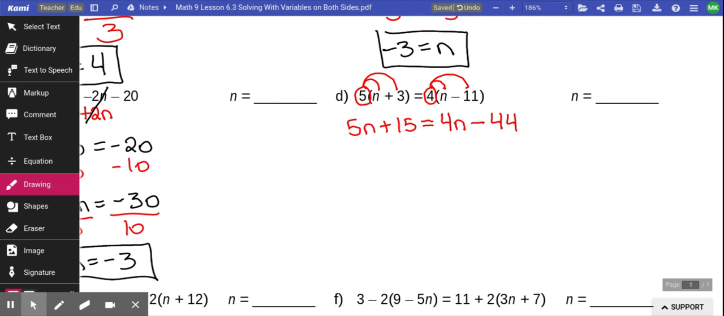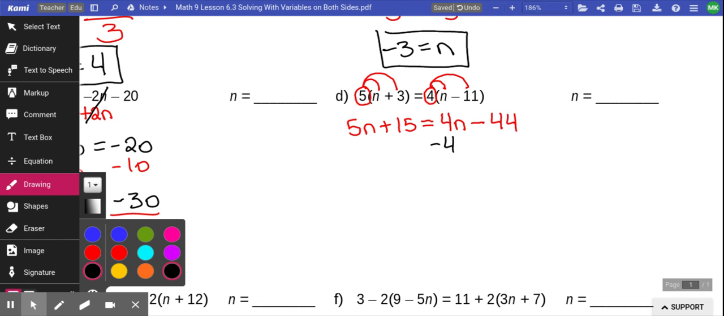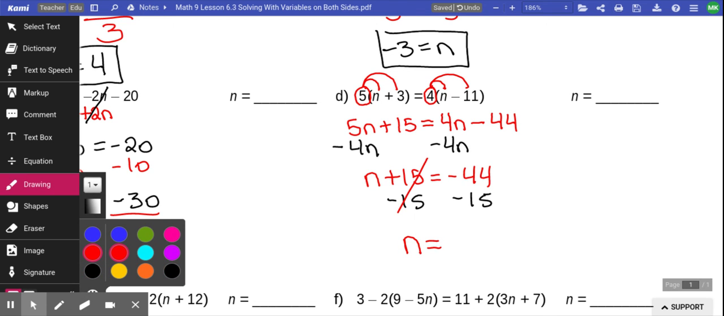Once I've gotten rid of the brackets, this is just like the other 3 questions we've done. I'm going to move the 4n to the other side because 4 is less than the 5n on the left. And then I'm going to reorganize my work. 5n minus 4n leaves me with 1n. I don't have to write the 1 in front, so I just put n. So I have n plus 15 equals negative 44. I now want to get n by itself, so I subtract 15 from both sides. That'll cancel on the left, leaving me with just an n on the left side of the equal sign. On the right side, negative 44 minus 15 becomes negative 59. That means n equals negative 59.